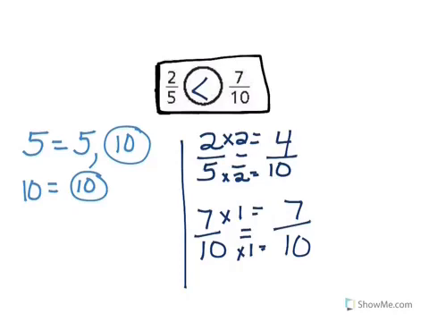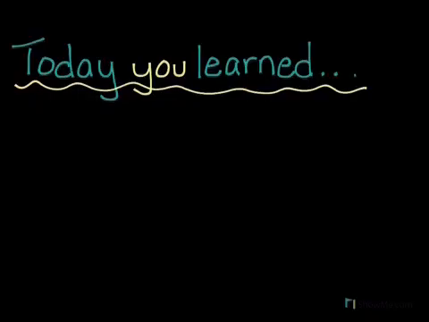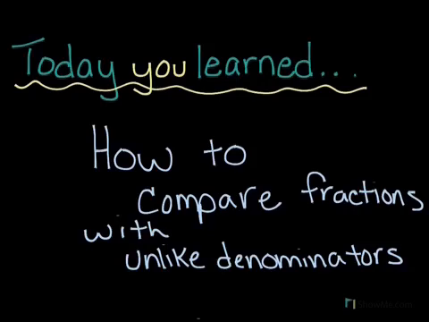So that is how you use common denominators and equivalent fractions to compare fractions that have unlike denominators. Definitely is faster and much more precise than drawing out number lines or drawing a picture. Okay? Today, you learned how to compare fractions with unlike denominators.